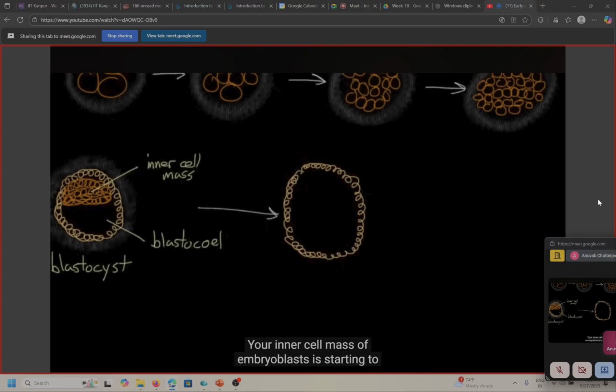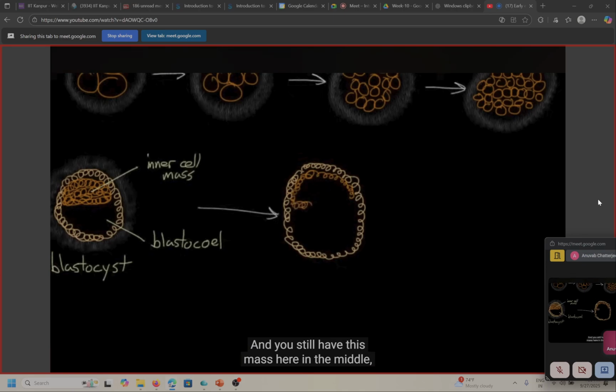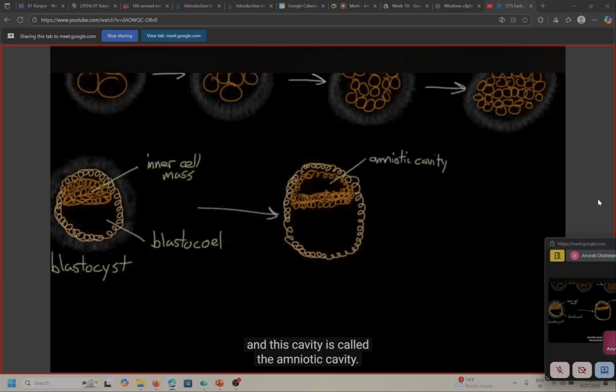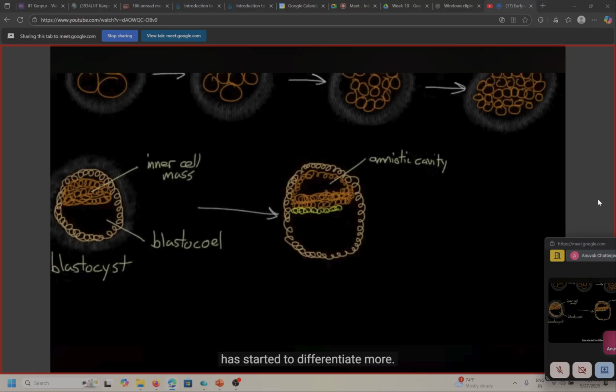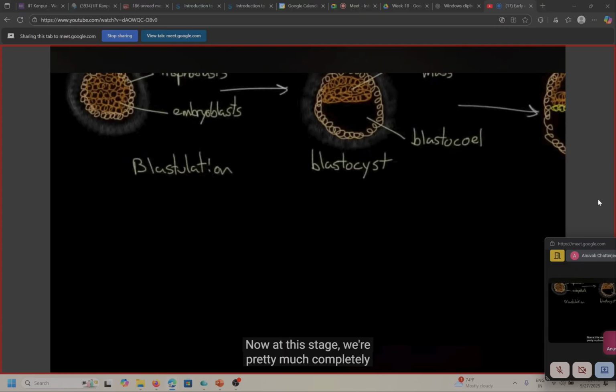Your inner cell mass of embryoblasts is starting to look a little bit different. So you still have this rim on the outside here at the end of your blastocyst, and you still have this mass here in the middle. But you've developed another cavity, and this cavity is called the amniotic cavity. And also, your inner cell mass of embryoblasts has started to differentiate more. Now it's got this layer on the bottom of it here, and the cells in this layer are called hypoblasts, while the cells in the layer just above it are called epiblasts. Now at this stage, we're pretty much completely free of our zona pellucida, and that's going to be really important for implantation. But that's a discussion for another time.